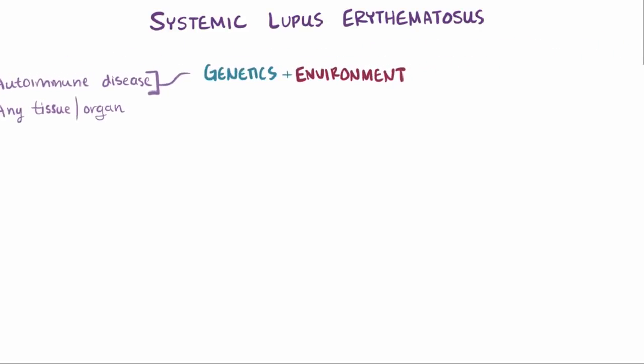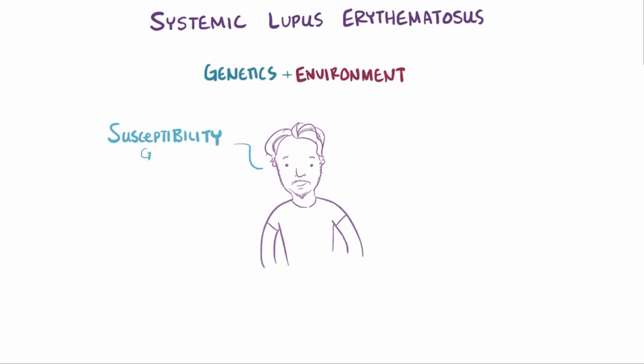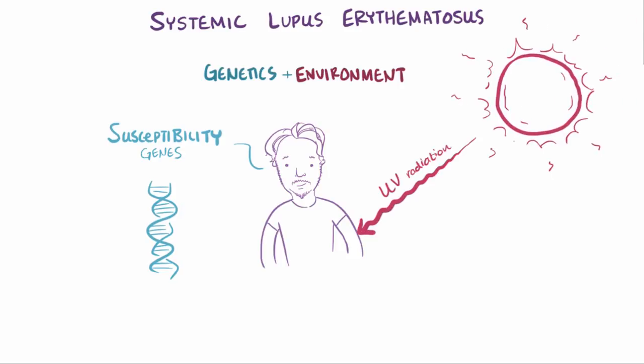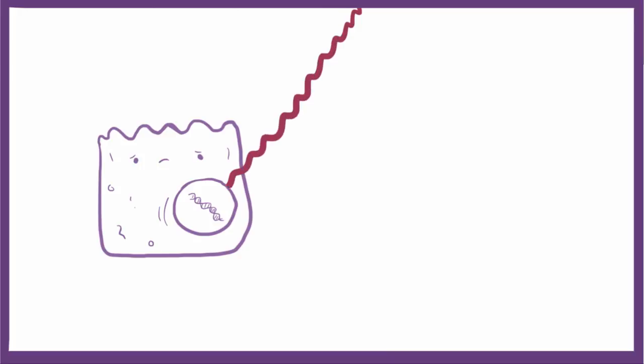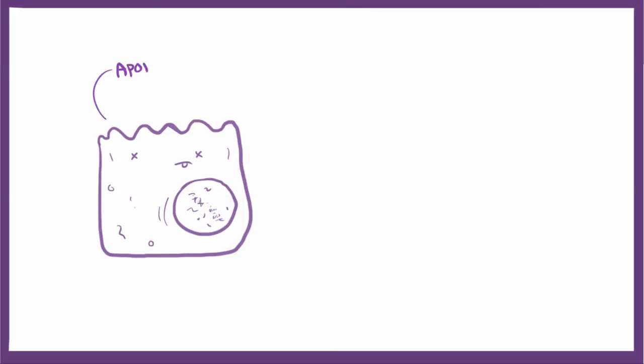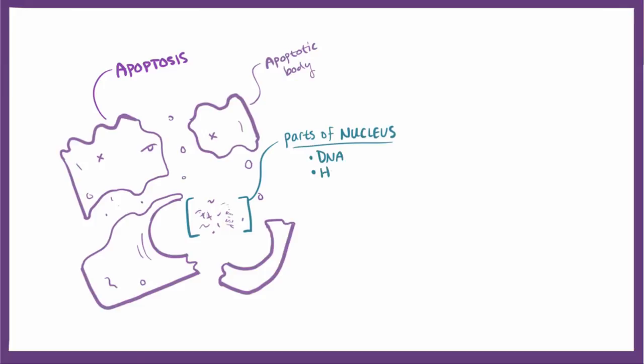Alright, so let's go over a specific scenario to show how this usually plays out. Let's say that this guy has susceptibility genes that make him susceptible to getting lupus. And he's exposed to UV radiation in sunlight, which we know is an environmental risk factor for lupus. Well, given enough UV rays, think like sunburn, the cell's DNA can become so badly damaged that the cell undergoes programmed cell death, or apoptosis, and it dies. This produces these tiny apoptotic bodies and exposes the insides of the cell, including parts of the nucleus, like DNA, histones, and other proteins, to the rest of the body.